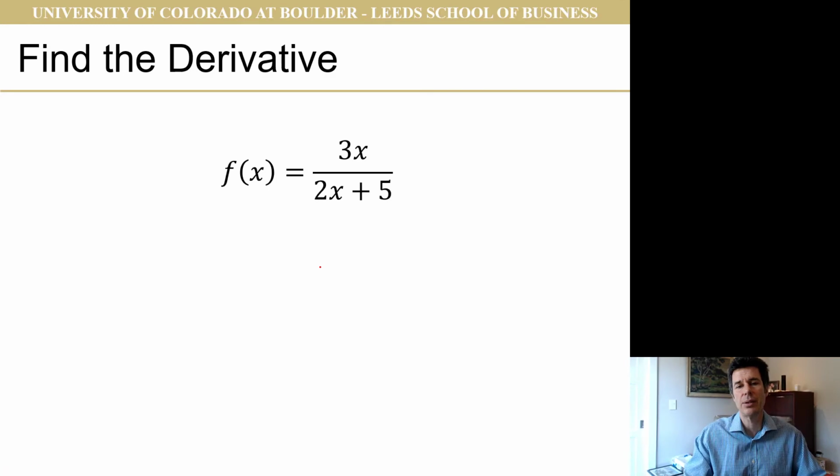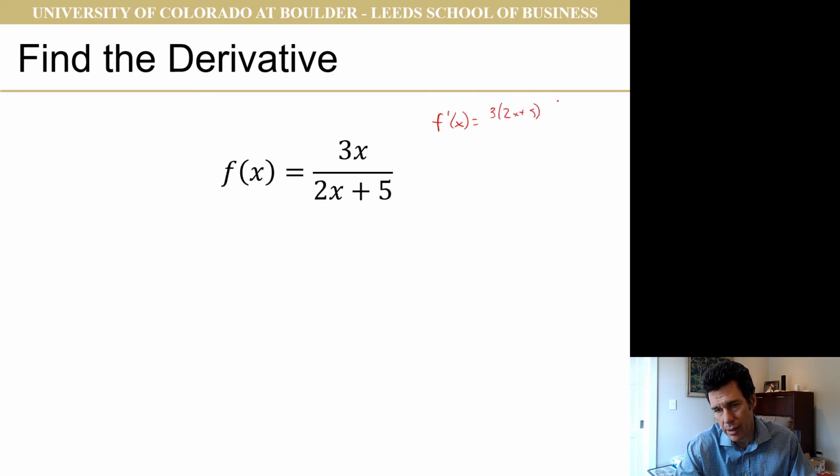Okay, find the derivative. F of x equals 3x divided by 2x plus 5. So f prime of x equals derivative of the numerator, 3, times 2x plus 5, minus the derivative of the denominator, 2, times the numerator, 3x, all divided by denominator squared, 2x plus 5 squared.